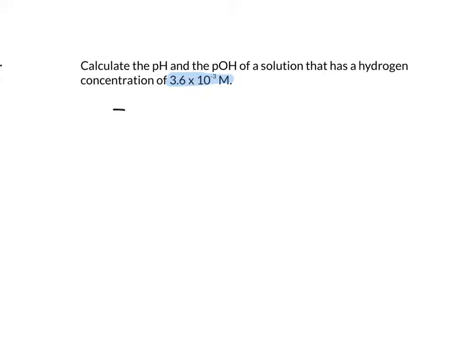Okay, so first of all, that's our data right now, and so we're going to write it just like that. The hydrogen ion concentration is 3.6 times 10 to the power of -3 molar.